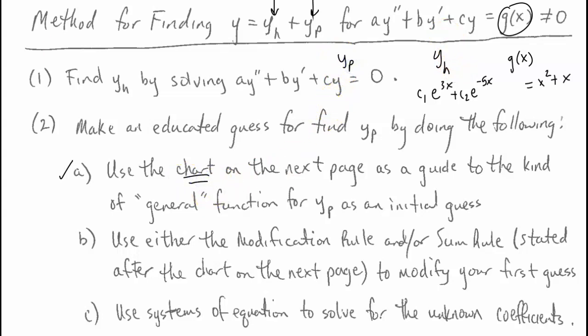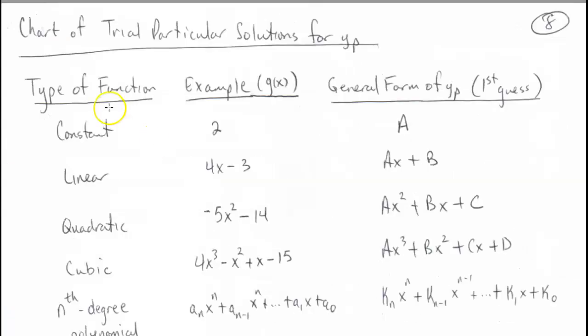I'm going to go ahead and show you what this chart looks like now. Looking at this chart, we know that if our g of x is just some constant function, and this is just an example of what that would look like, then y sub p is just going to equal a. If our g of x looks linear, and of course it's not matching any of the terms in the homogeneous solution, then we'll just let y sub p equal ax plus b.